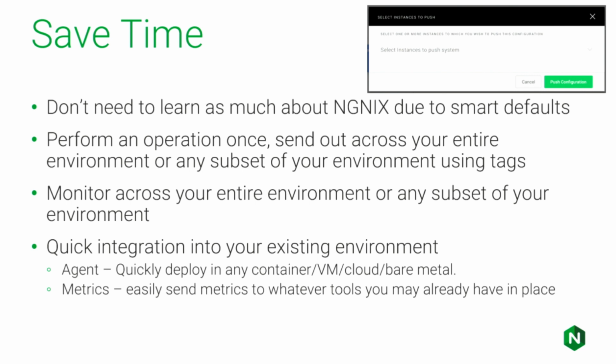Here's a screen snippet showing where you can copy a configuration and then send it to multiple instances. That's an upcoming release, 1.1. You can monitor across your entire environment or, again, a subset via tags. And it's very quick to integrate into your existing environment. So it's an agent-based approach. It's just a few commands, and you can quickly deploy it in any VM, container, bare metal, whatever you'd like. The metrics, again, are very easy to send to any tools you might have over the API.